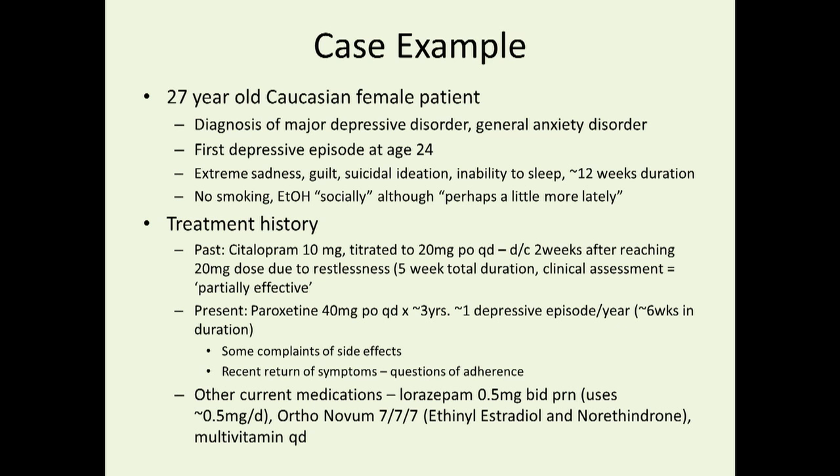bigger picture. And I've included a case that's roughly based on some things that we've run into clinically, so that things are changed to make it appropriate for presentations. But I don't think it's all that dissimilar of a type of case presentation that might be commonly observed in the community. So this is an example of a 27-year-old Caucasian female patient who had a diagnosis of major depressive disorder and generalized anxiety disorder approximately 3 years prior at age 24.